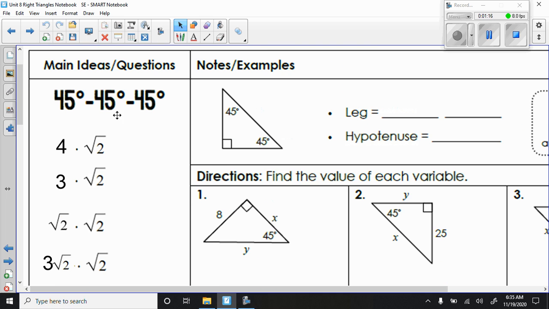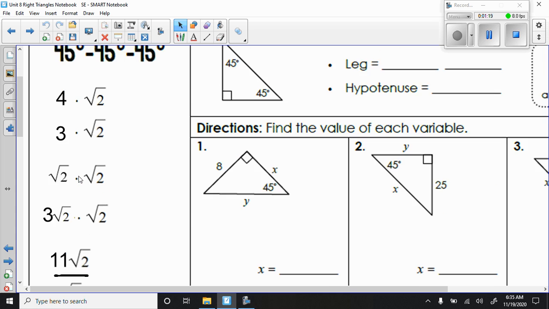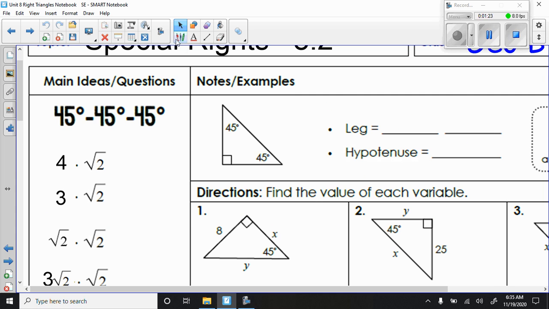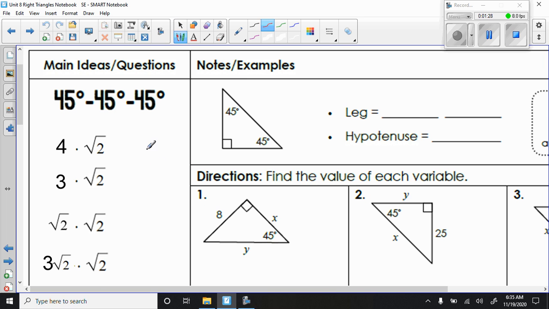But before we get into the actual triangles themselves, some of you might not have ever worked with radicals. So I have a couple radical problems over here in the left-hand margin I just want to go over with you before we get started to make life a lot easier once we start jumping into these triangles.